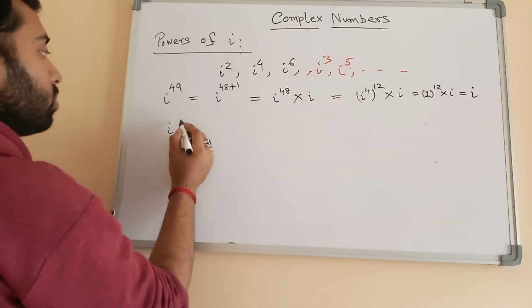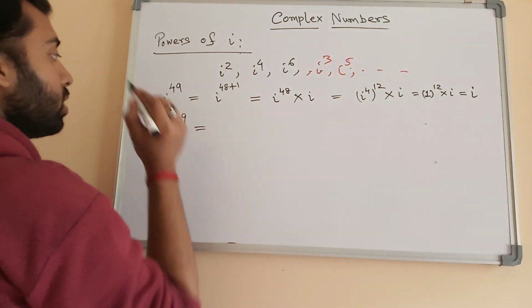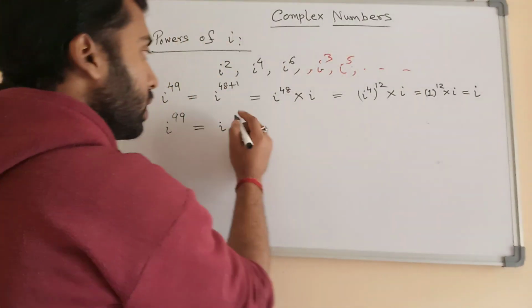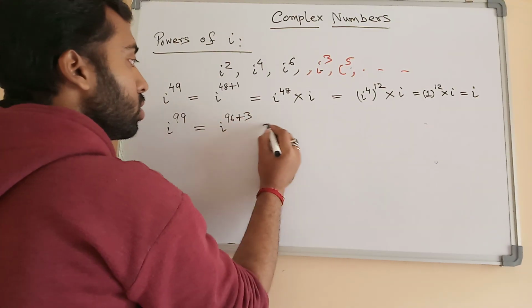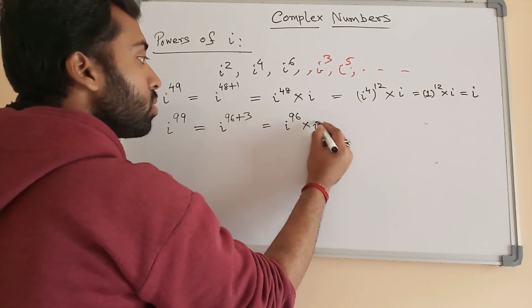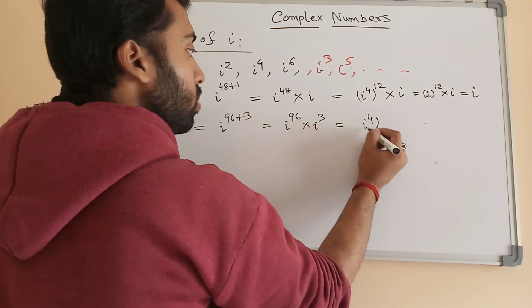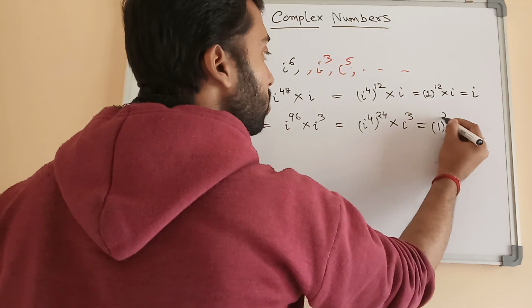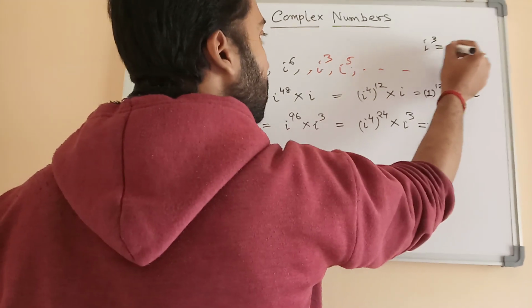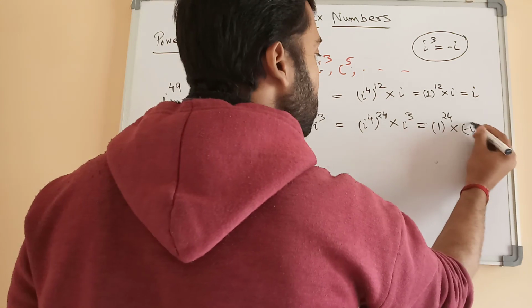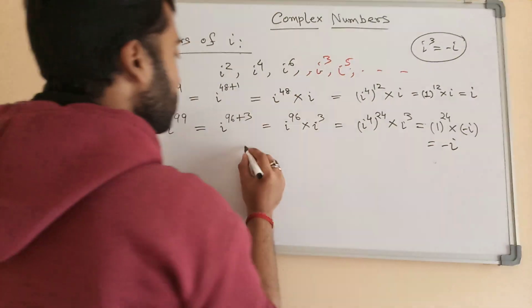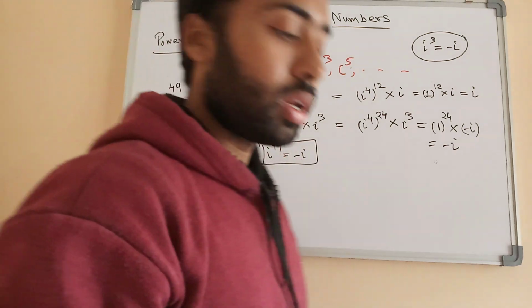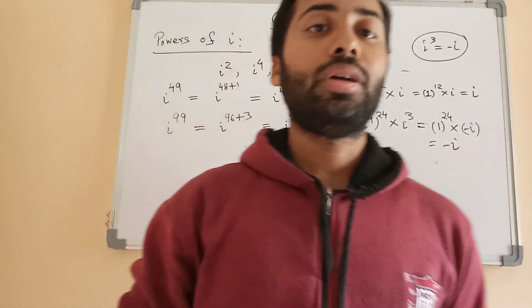Similarly, let's try to find more higher degree, that is i to the power 99. So what is the value? i to the power 99, nearest multiple of 4 is 96 plus 3. So i to the power 96 into i cube. i to the power 96 is i to the power 4 whole to the power 24 into i cube. This is 1, so 1 to the power 24, and i cube is minus i. So the value is minus i. Therefore, i to the power 99 is minus i. So in this way, we can easily find the more and more higher degree of i.